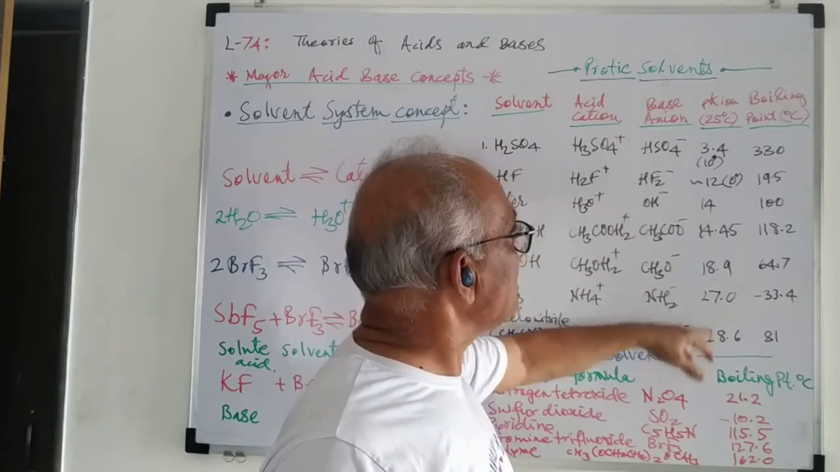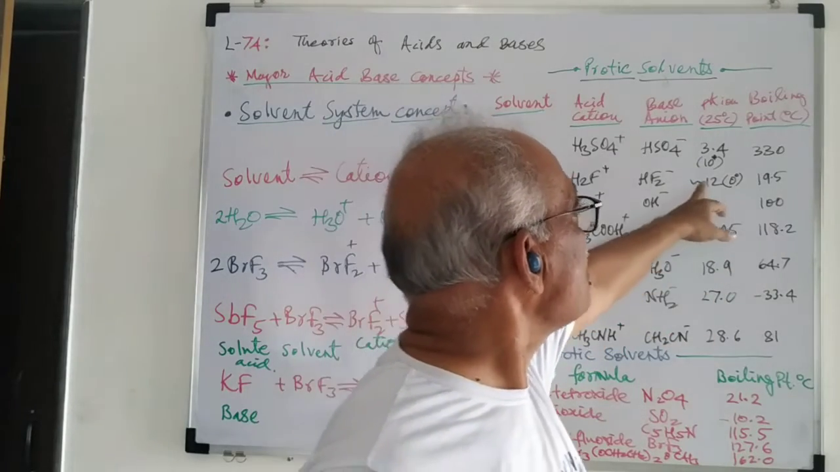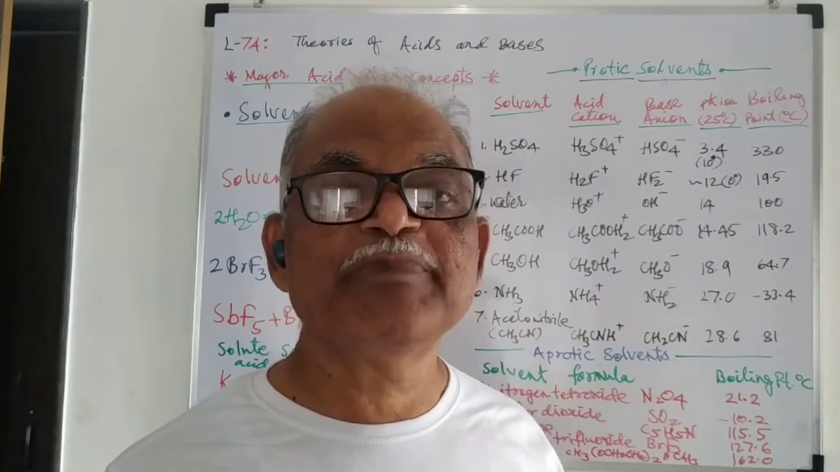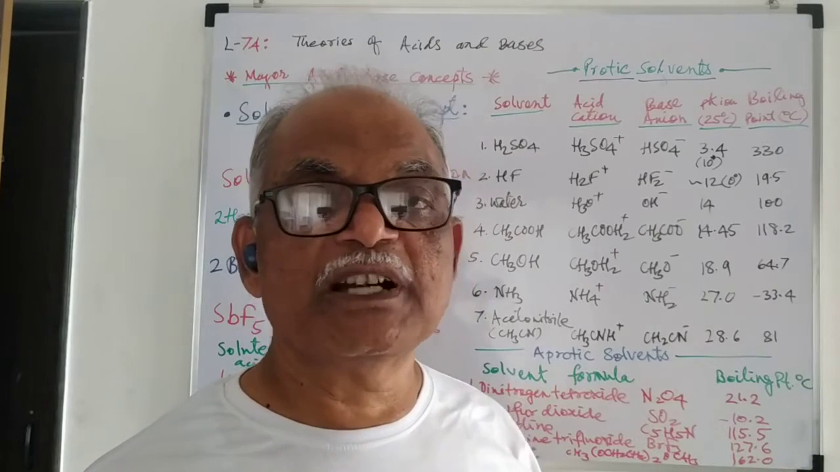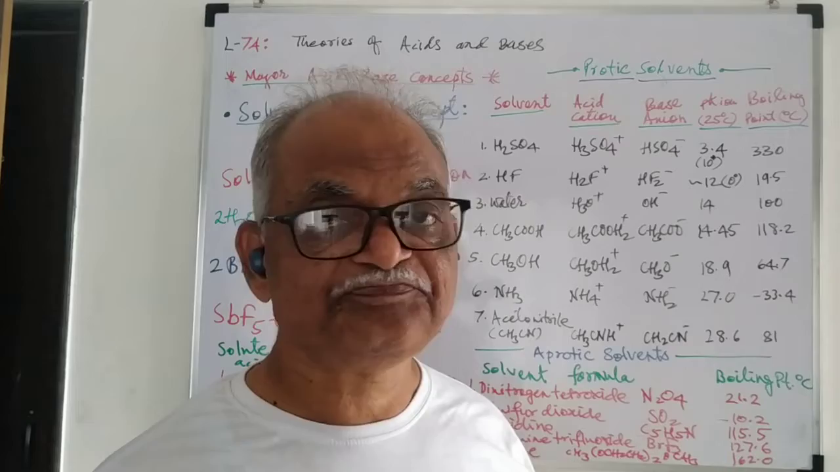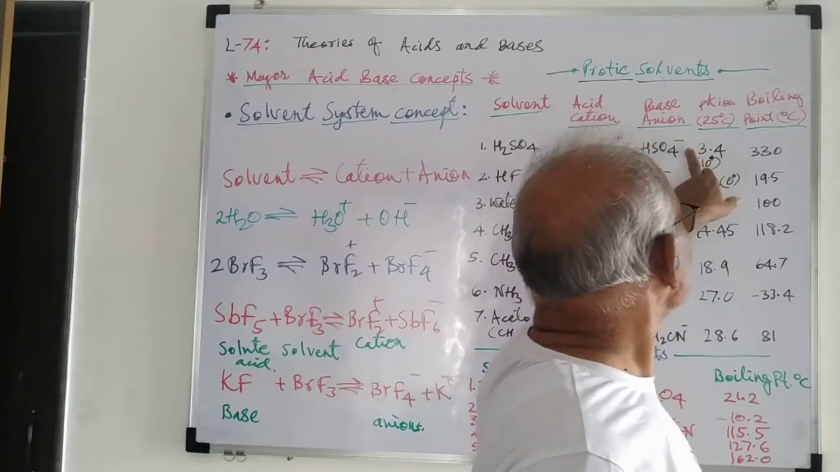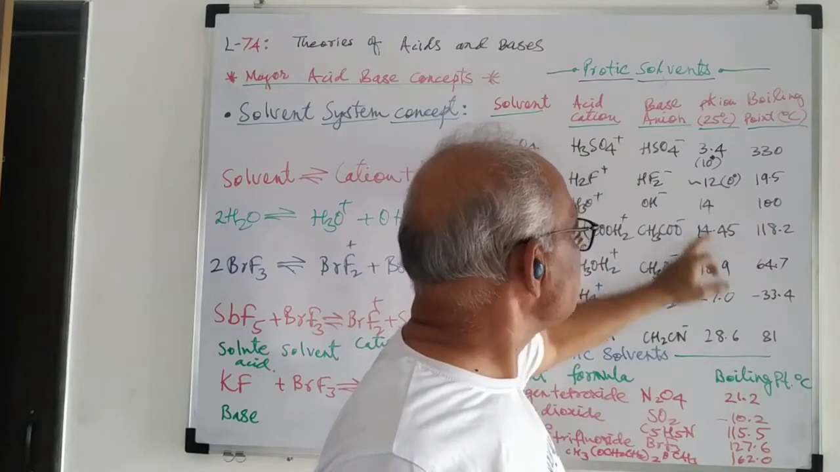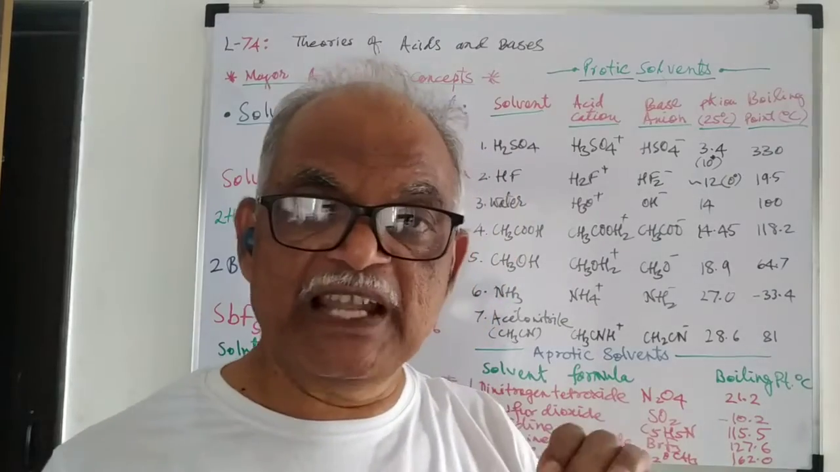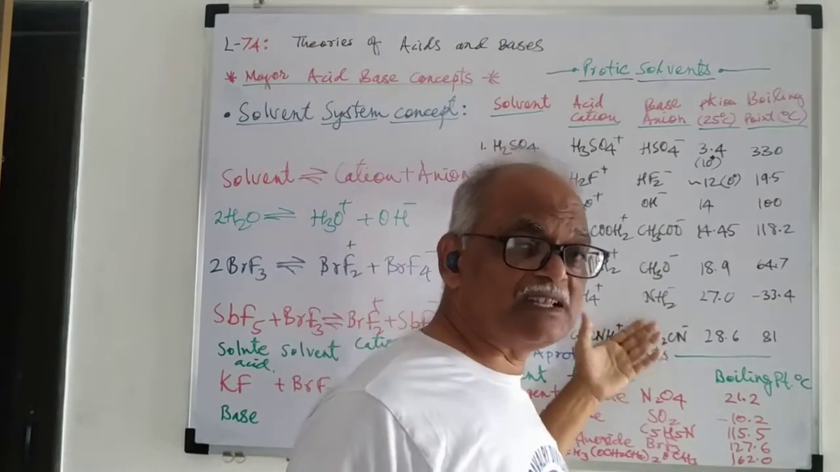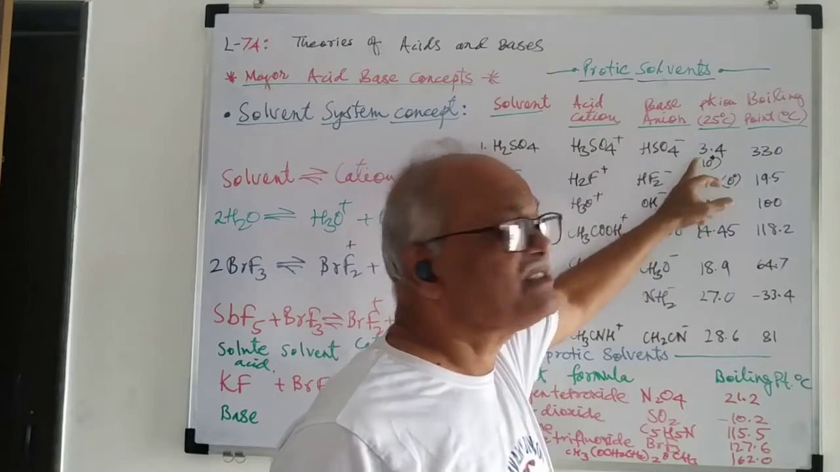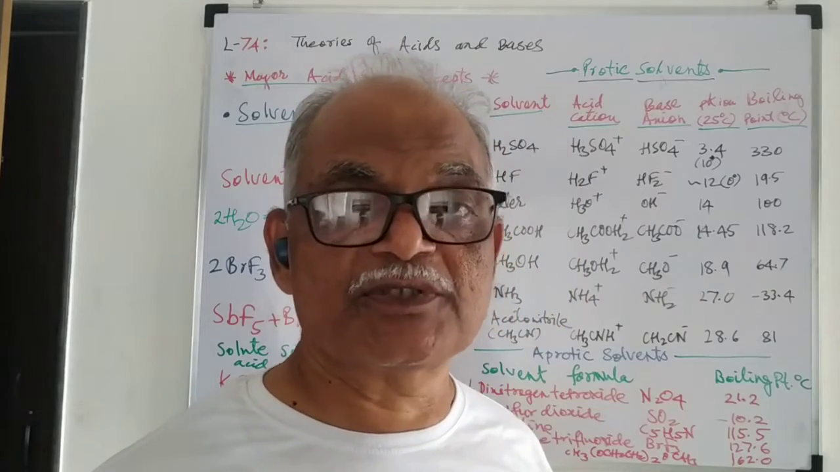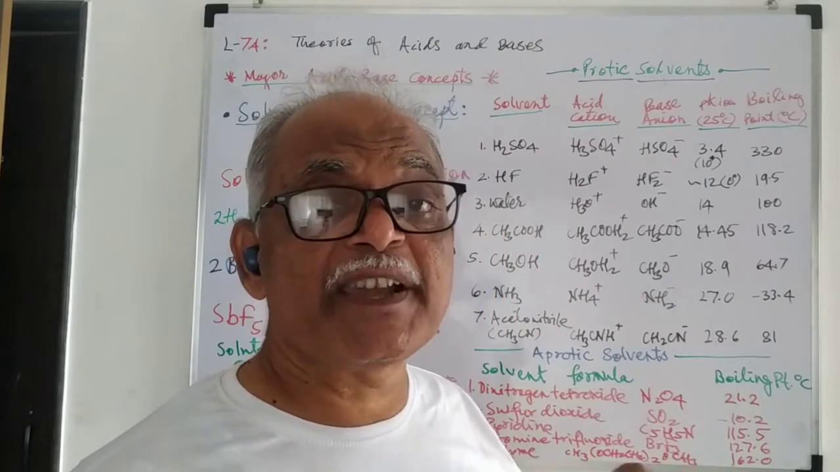Now this is the pKa value. These are auto-dissociation constant values for the specific solvent. This will help us to consider which solvent is stronger and weaker. You will find that H2SO4 has the pKa of 3.4, which is the smallest value of the solvents given here. Therefore it is the strongest acid. This smallest value of pKa, the auto-dissociation constant, indicates that it is the strongest acid of all.